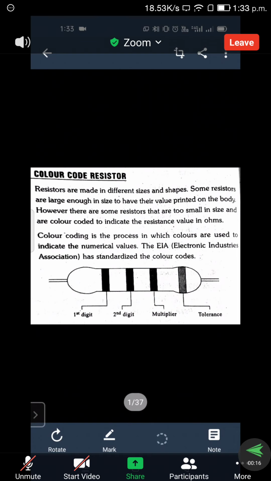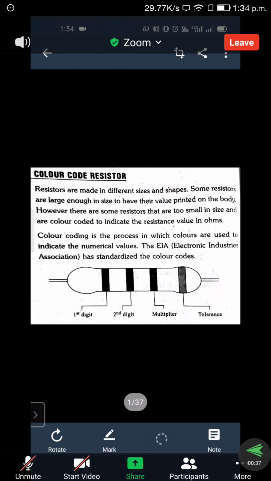Then after, we discuss different types of resistors available. So what are the types of resistors that can be available? Those are the classifications of resistors we will discuss: fixed resistors and variable resistors. Again, subdivisions will also be discussed.